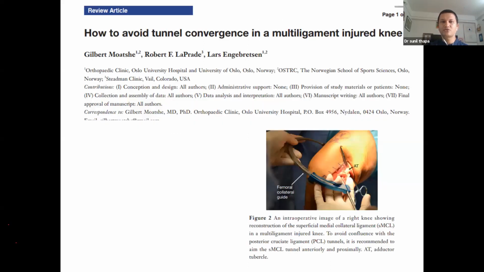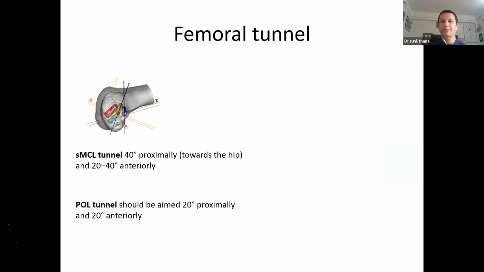So there are a few considerations in addressing multiligamentous knee injury. The most important is how to avoid tunnel convergence when repairing or reconstructing all those ligaments at the same time. There is an article by LaPrade which says that we create at least 3 tunnels on the medial side, in the medial femoral condyle: 1 for PCL, 1 for superficial MCL, and 1 for posterior oblique ligament.